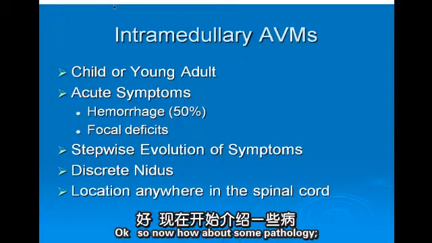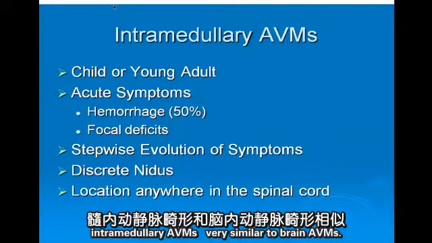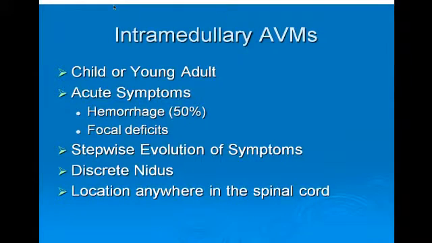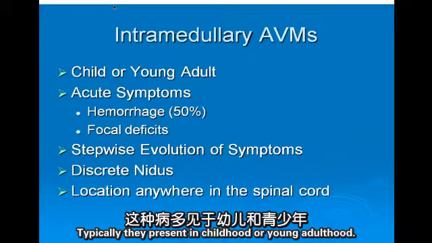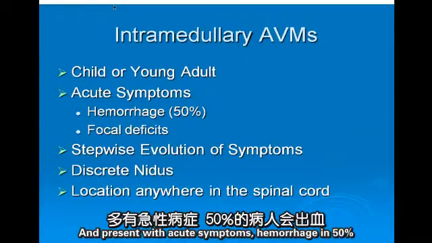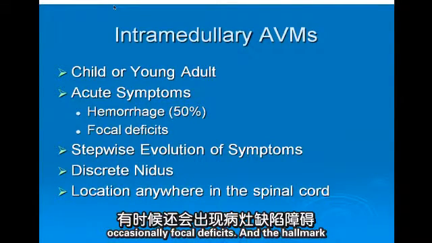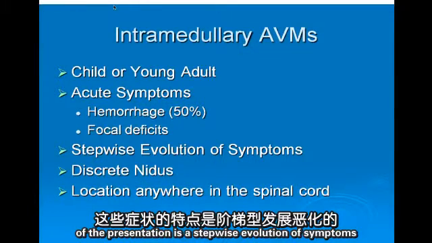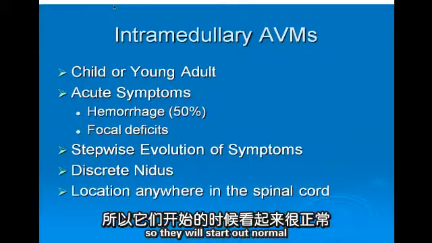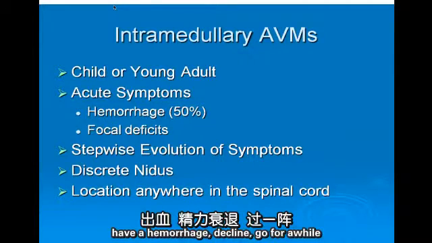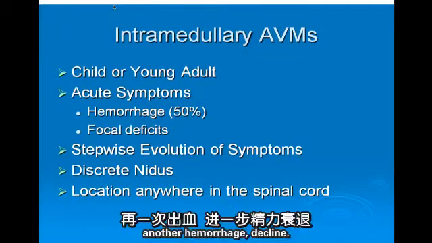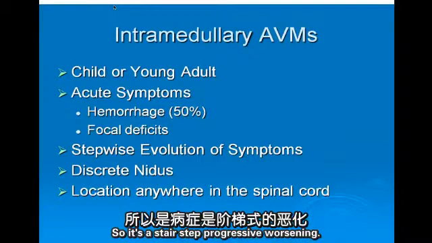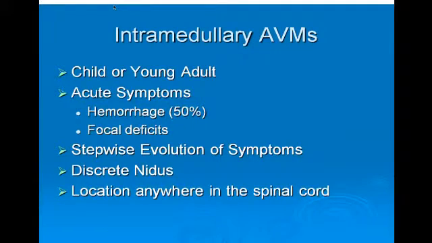Okay, so now how about some pathology? Intramedullary AVMs are very similar to brain AVMs. Typically they present in childhood or young adulthood and present with acute symptoms, hemorrhage in 50%, occasionally focal deficits. And the hallmark of the presentation is a stepwise evolution of symptoms. So they will start out normal, have a hemorrhage, decline. Go for a while, another hemorrhage, decline. So it's a stair-step progressive worsening.